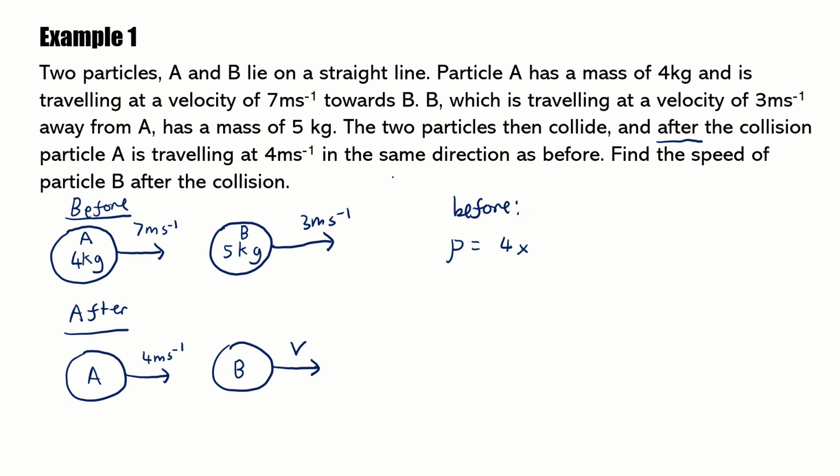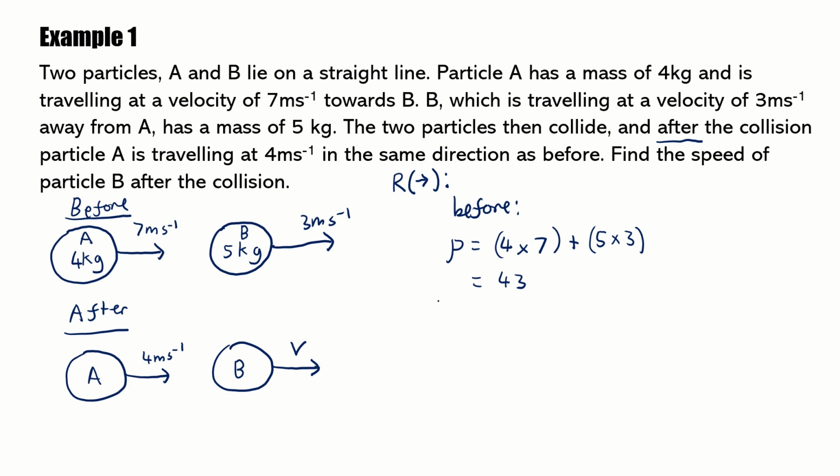So something you've got to do as part of these questions is decide your positive direction. So I'm going to decide my positive direction as being to the right. So that means as 7 is going to the right, it's going to be a positive velocity in my calculations. So 4 times by 7, and then I'm going to add on the momentum of B. So the momentum of B before the collision would be its mass times by its velocity as well. And that, of course, would get you 28 plus 15, which would be 43.